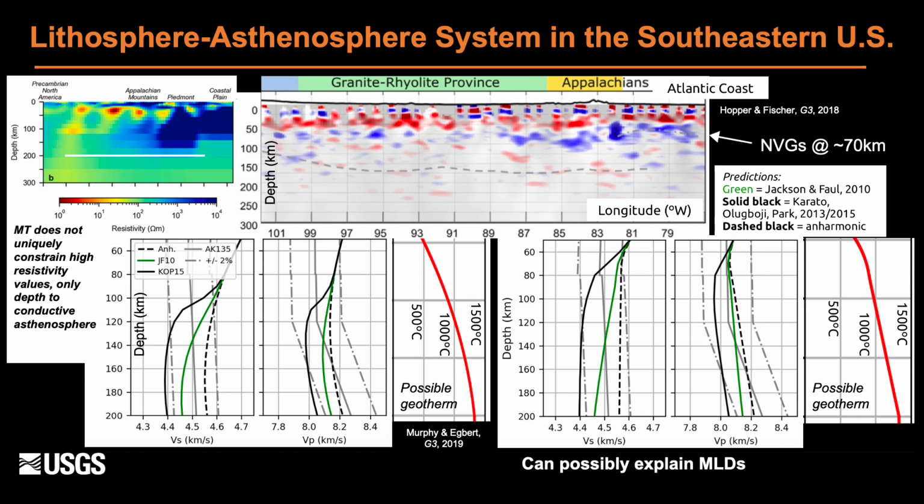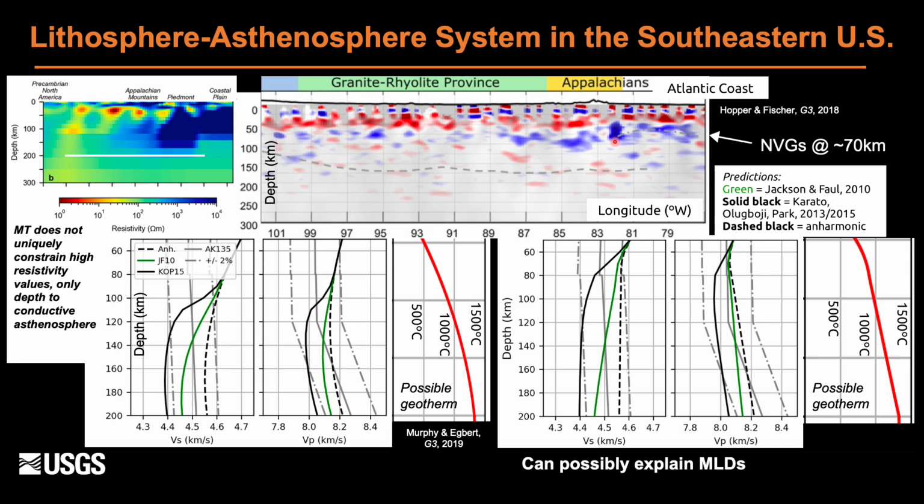I briefly want to mention one other interesting aspect of this case study, and that is that we might be able to explain the observed mid-lithospheric discontinuities in the southeastern US under the thermal regime constrained by our MT data. The receiver function image here is from work by Emily Hopper and Karen Fisher, and looking east of the Appalachians along the Atlantic coast, we can see a negative velocity gradient at a depth of about 70 kilometers.